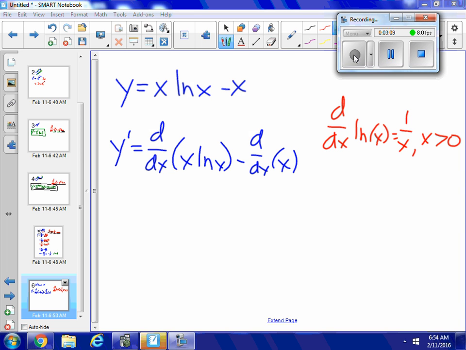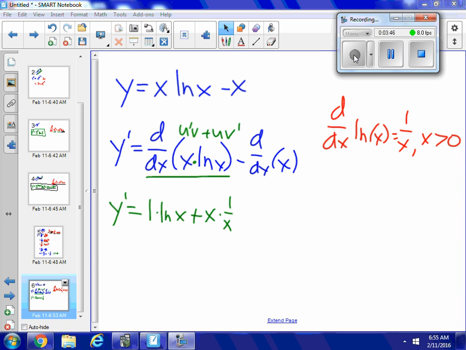So here I have a product. So y prime is equal to, well, the product rule is u prime v plus u v prime. So I'm going to go u prime, so the derivative of x is 1, times the logarithm of x, plus x times the derivative of the natural logarithm of x, which is 1 over x. So that takes care of that piece. Let's change colors. And minus, well, the derivative of x is simply 1.